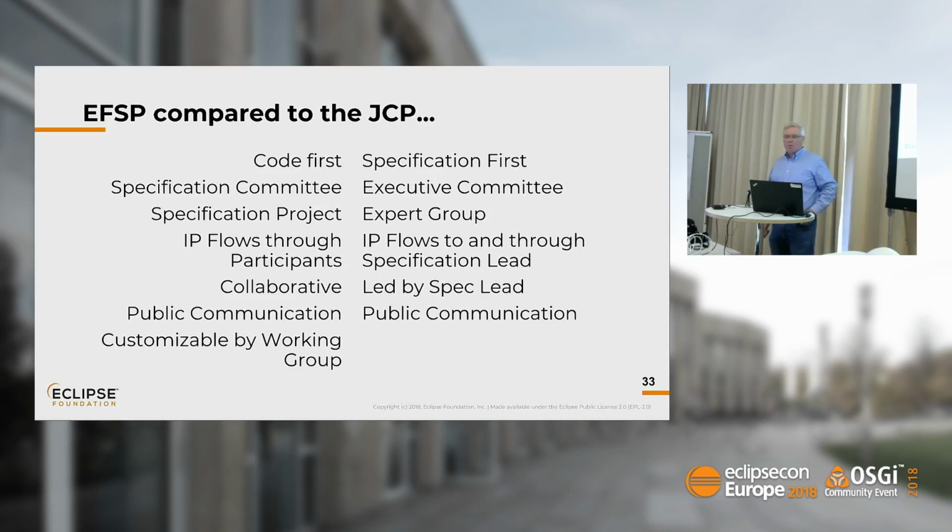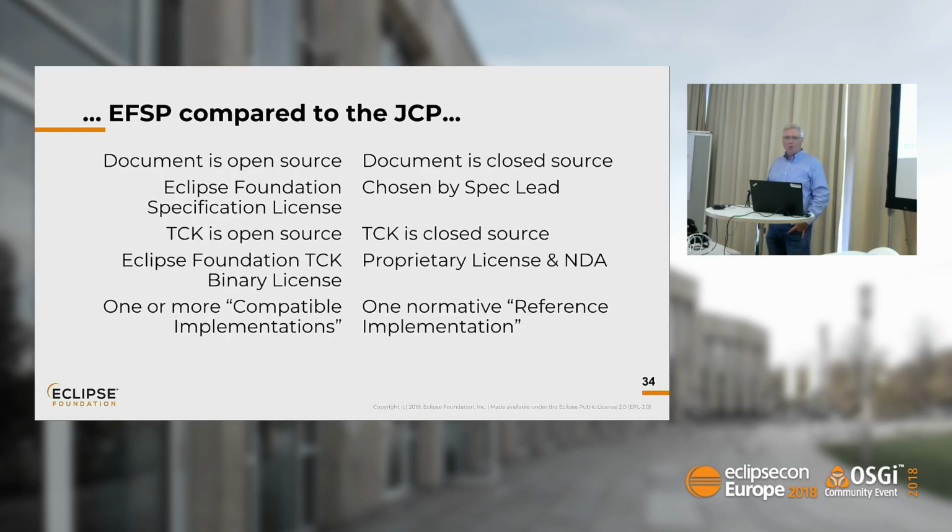So what used to be called an expert group is now going to be called a specification project. Experts are now specification committers. IP flows through the participants versus the way it works at the JCP where it goes through the spec lead. And the JCP has actually got pretty high marks in terms of transparency and public communication. So I think we're pretty equivalent on that. Although of course at Eclipse, everything has to be public. And then we also have this feature where working groups can slightly modify these things on their own. So the document is open source in our context, where the document can be closed source. It often is open source in the JCP, but it doesn't have to be.